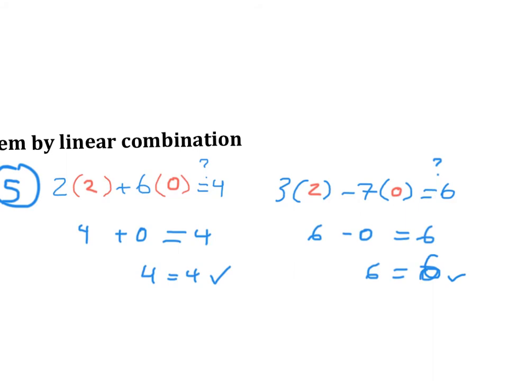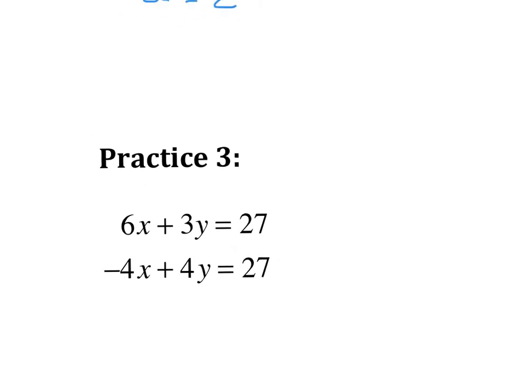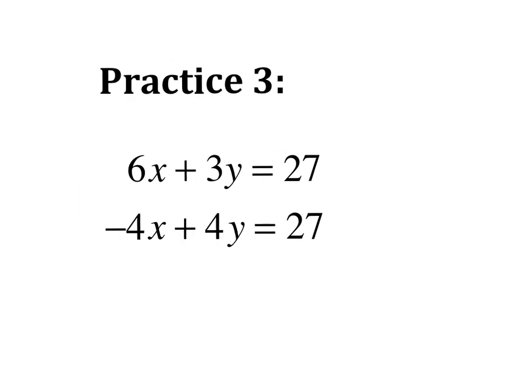Yay, us. So now please go to the next problem here and practice that. The hint I will give you here is that we do need to multiply both. So I suggest we can multiply the top by 4 and the bottom by 6. Why? Because that'll give me a 24 here and a negative 24 here.